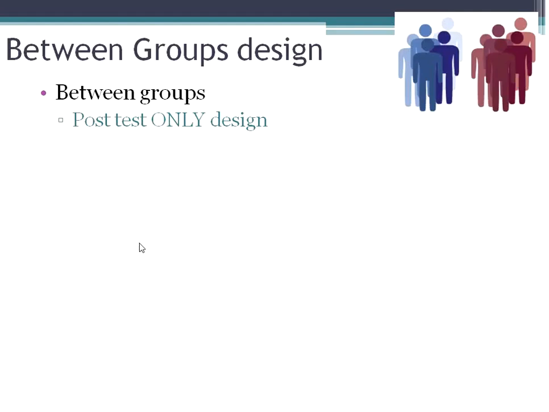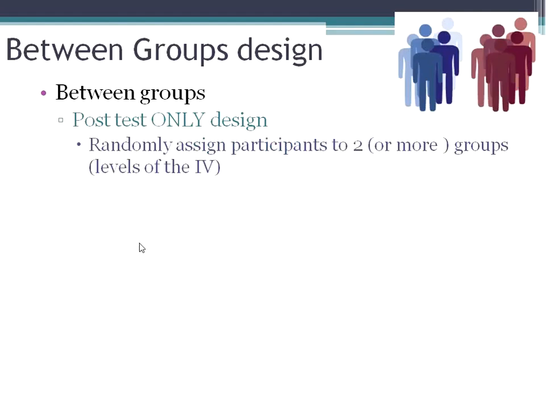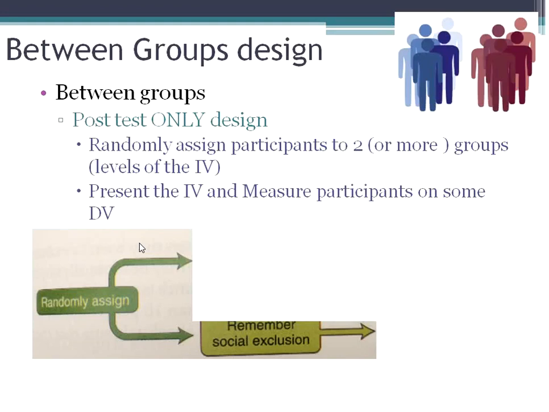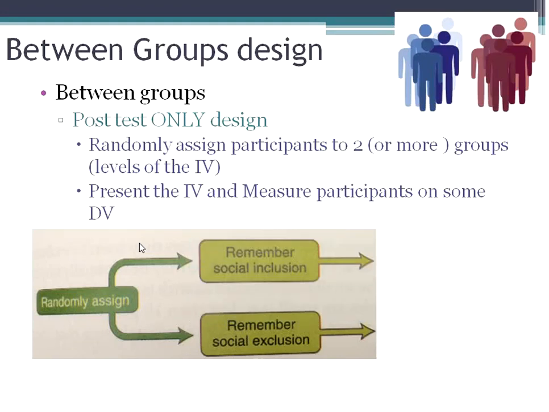So one way is with a between groups post-test only design. In this case, we're going to randomly assign participants, so that's key, to 2 or more groups. These groups we can consider to be levels of the independent variable. And then we can measure them on some dependent variable. So for example, we could randomly assign undergraduates to think about a time when they were socially included or socially excluded. Social ostracism, social inclusion is huge in the field of psychology right now.